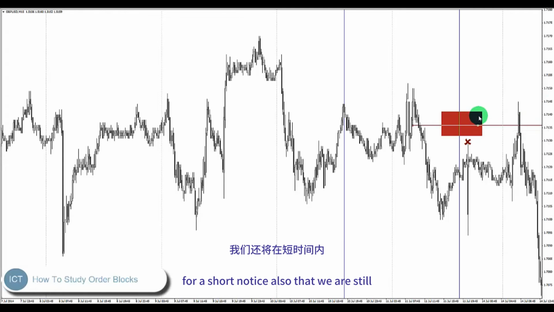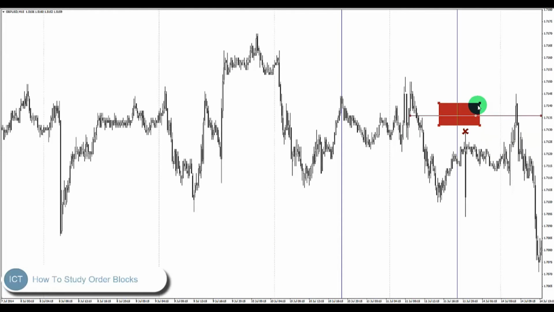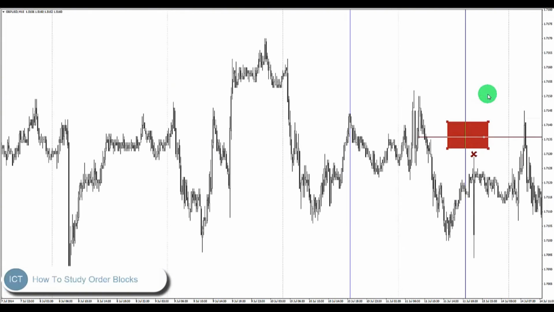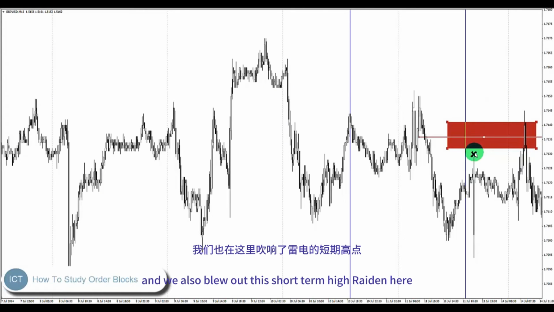Notice also that we are still inside of the optimal trade entry range in here. Okay, you see that? That's what that box was left there for. And we also blew out this short-term high right in here.